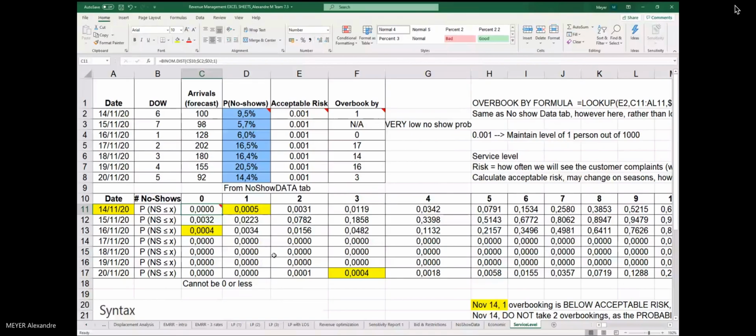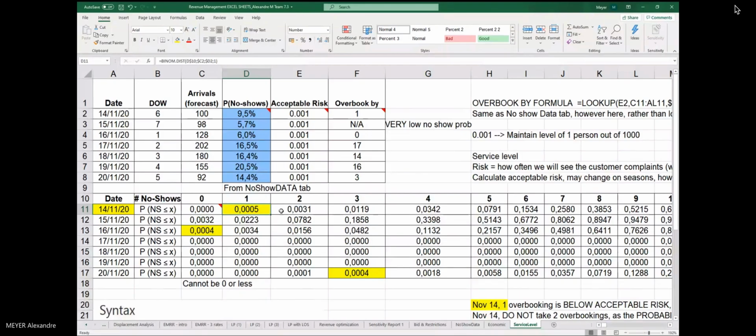Now let's move it forward. Let's see it here. And on the 14th, if I have an overbooking of 1, well, I will have exactly 0.0005 out of 10,000. So this means that because this is still less than the acceptable risk, I will overbook by 1. All right, this is 1 out of 1,000. This is 5 out of 10,000, and 5 out of 10,000 is less than 1 out of 1,000. So therefore, you can overbook because you're not going to have as many complaints. The complaints you will receive are not exceeding the maximum amount you want to have.